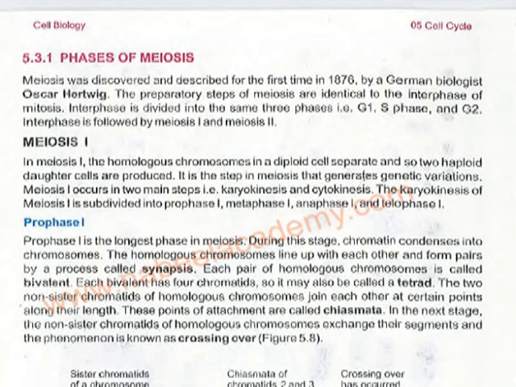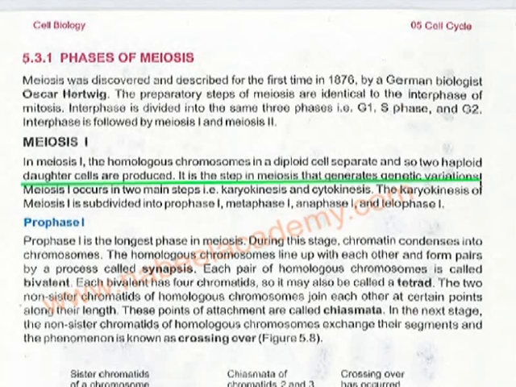See, these are very easy. You just have to make your concepts clear. Read it again and again. Ask me if there is any issue. You will understand it completely. Okay. In meiosis 1, homologous chromosomes in a diploid cell separate, and two haploid daughter cells are produced.